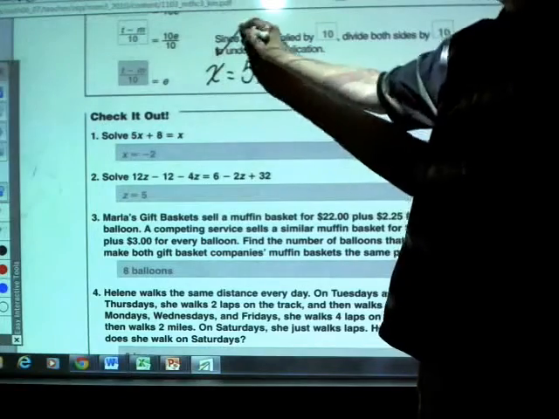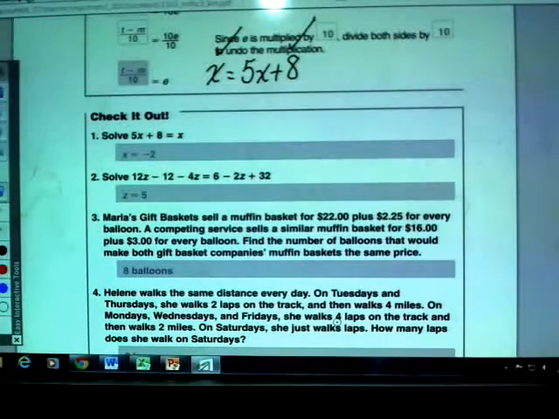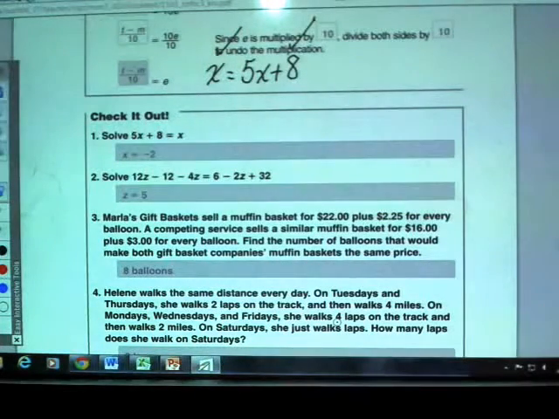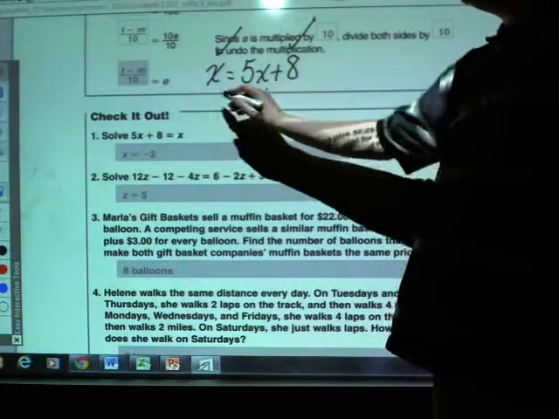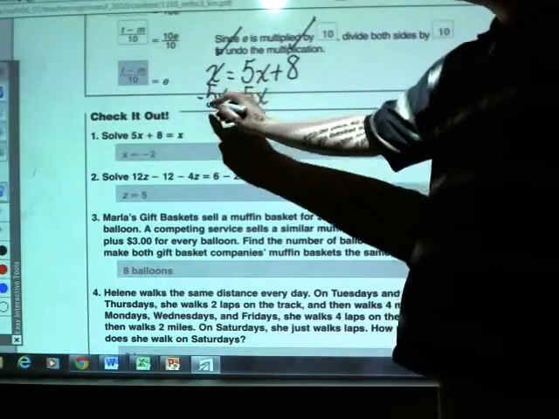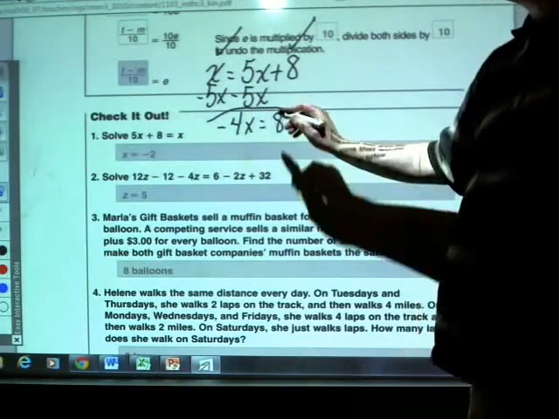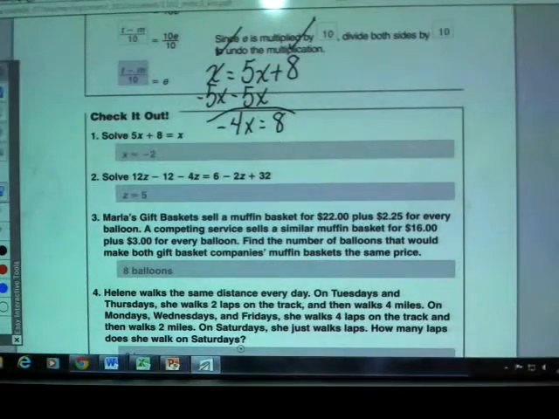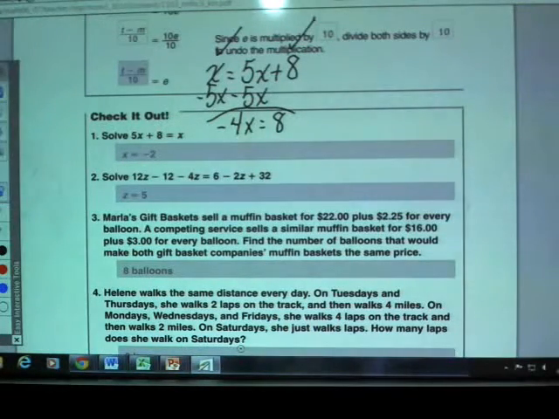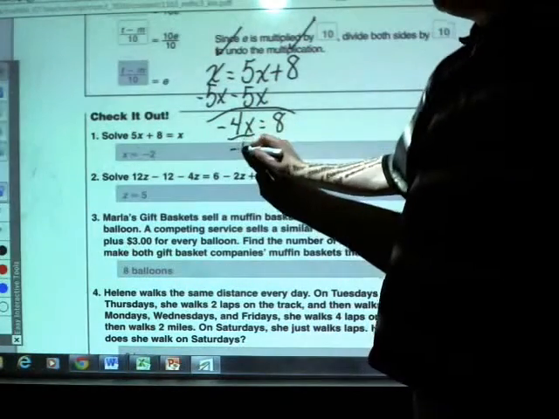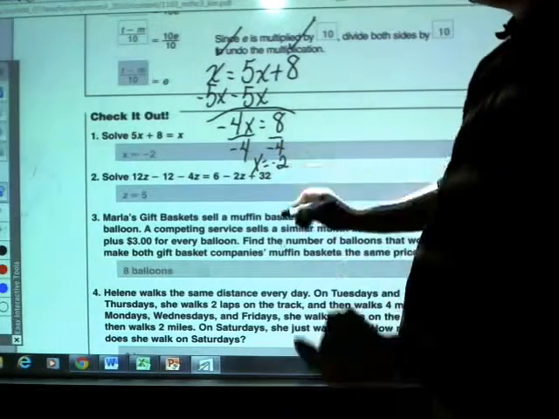Well, as you can see, now I have a variable on the left and a number on the right. The only thing I don't like is the 5x, because that's a variable thing and it should be on the left. So I'm going to move it to the opposite side by doing the opposite. That's me subtracting 5x from both sides. So I do that, and I've got negative 4x equals 8. And as you can see, what I have here is a very basic one-step equation to solve. It's a multiplication equation, so I'm going to solve that by dividing. I'm going to divide out by negative 4 all the way across. And when I do that, I end up with x equals negative 2.